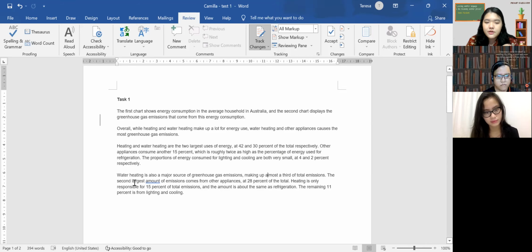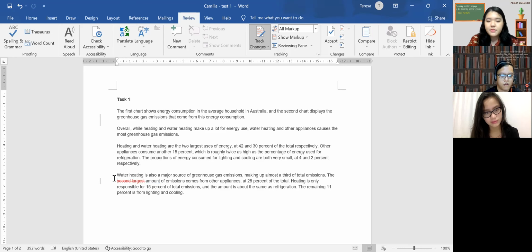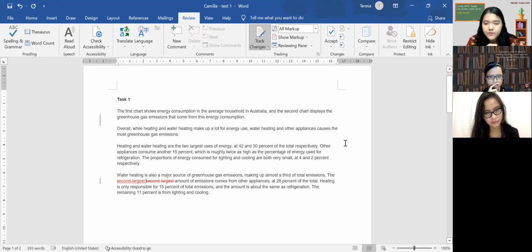Do not forget, if you have words that you cannot separate, you cannot say "second amount" or "largest amount" like that. It's "second-largest." You have to write them with a hyphen. Second-largest amount of emissions comes from other appliances.